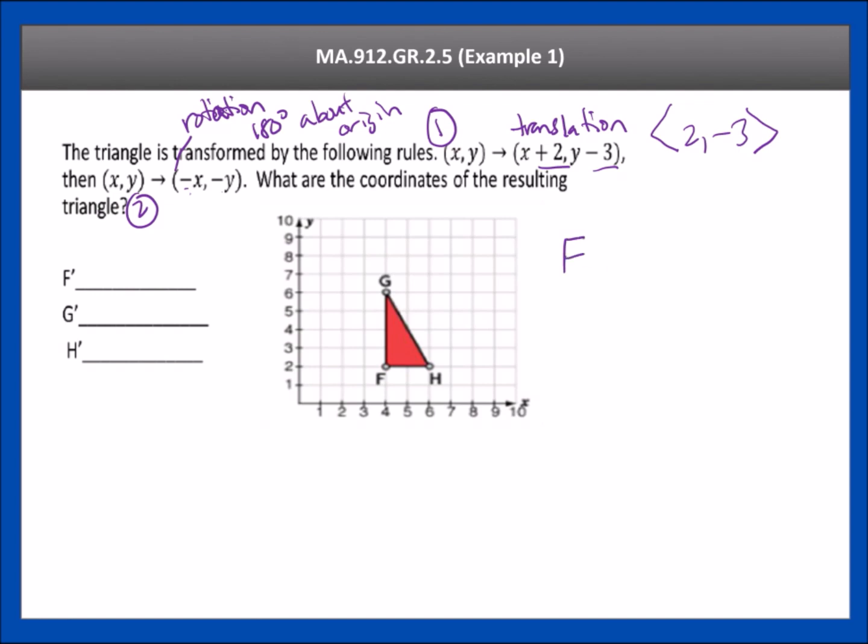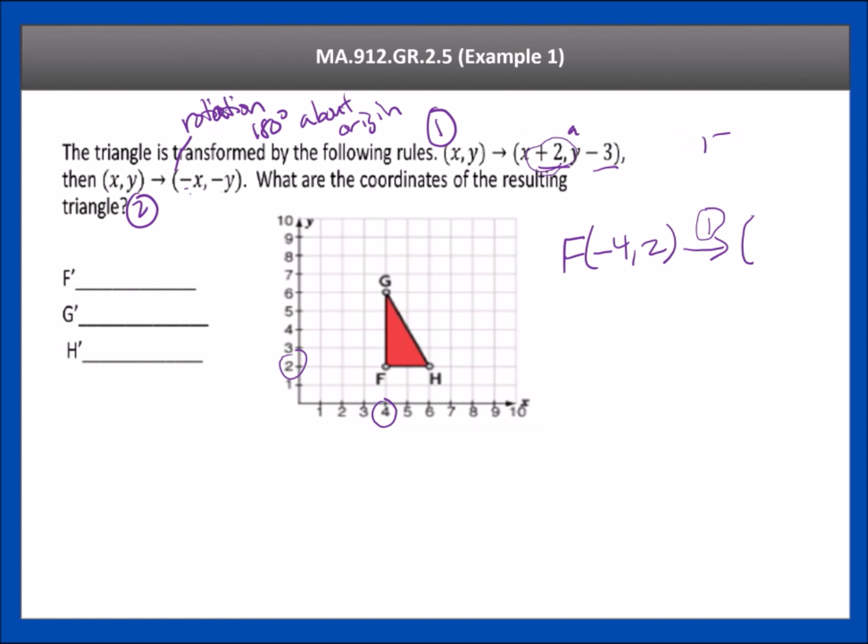The coordinates of f are -4 and 2. So if I transform it, that becomes f prime. And actually, we're going to transform it twice. I forgot. So let's just write down what the coordinate is in between. So let's do the first transformation. The first transformation is a translation. So we're going to add 2 to the x coordinate.